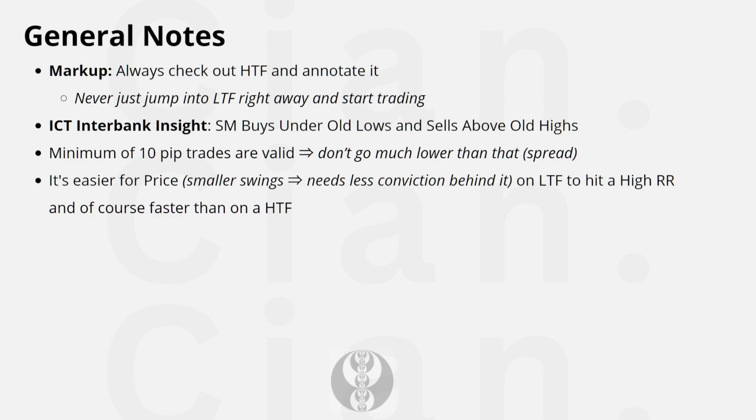The ICT interbank insight is understanding that smart money buys under sell side liquidity and sells above buy side liquidity. A minimum of 10 pip trades are valid, because you don't really want to go much lower than that because of the spread. And it's easier for price on a lower time frame to hit a high RR, and of course it's always going to be way faster than on a higher time frame, because on the lower time frame these are smaller price swings, so they need less conviction behind them. So on the lower time frame, you could still be profitable without being in alignment with institutional order flow.